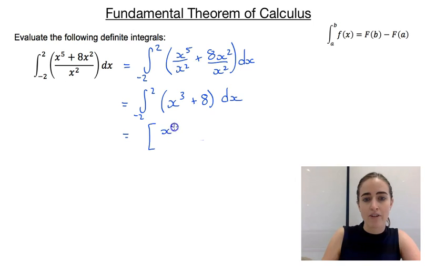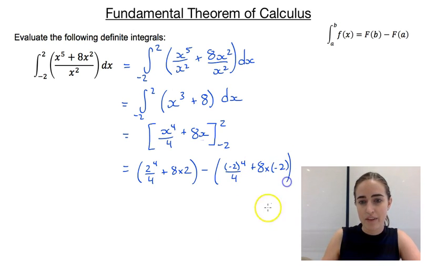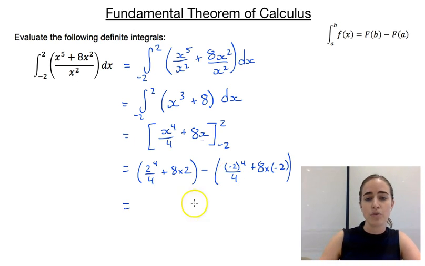So we're going to have x to the power of 4 over 4 plus 8x with bounds of 2 to minus 2. Then substituting in, we're going to have 2 to the power of 4 over 4 plus 8 times 2 minus 2 to the power of 4 over 4 plus 8 times minus 2. So again, being really careful that you're getting brackets all in the right spot. You might want to do these as two separate calculations, so you're not going to get confused with all your brackets. But that will come out to be a really clean 32.